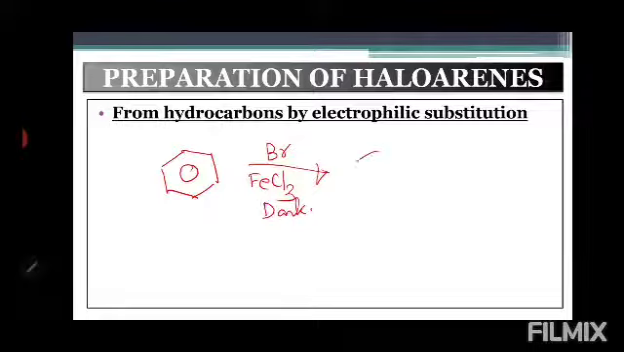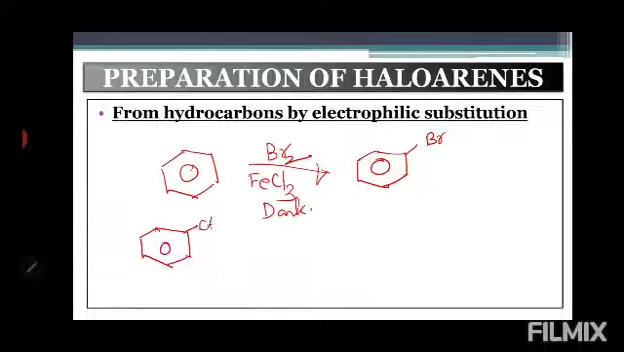So one of the hydrogens will get replaced by bromine and you will get bromobenzene. Again the same thing: if it is a derivative, like toluene, and you do the same reaction, then if any substituent is already there in the benzene ring, the product you will get will be decided by the group which is already there in the benzene ring.